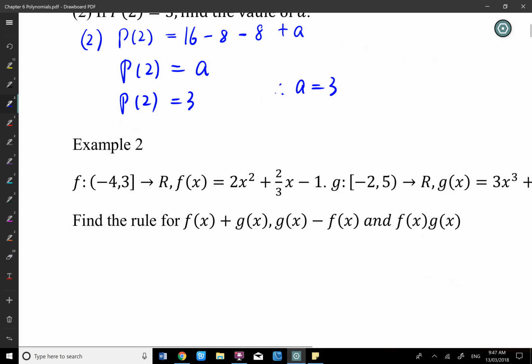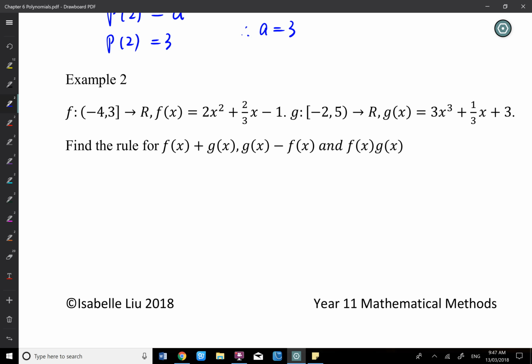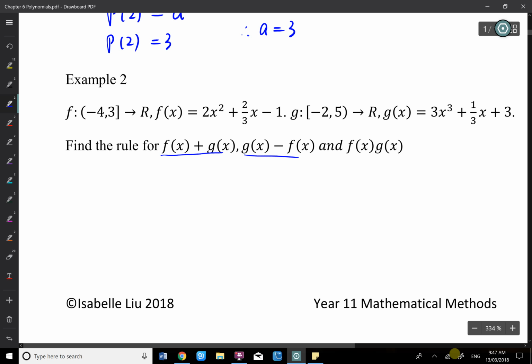All right, example 2. f(x) is defined on negative 4 to 3, mapping to R, f(x) equals that, and g(x) is defined on negative 2 to 5, mapping to R, g(x) equals that. The question is asking you to find f(x), g(x), f(x) plus g(x), g(x) minus f(x), and f(x) times g(x). You know how to add the rules, but the question I want to ask is, what is the domain for all of these functions? That's what I want you to think. What's the domain for those functions? What do we need to do?